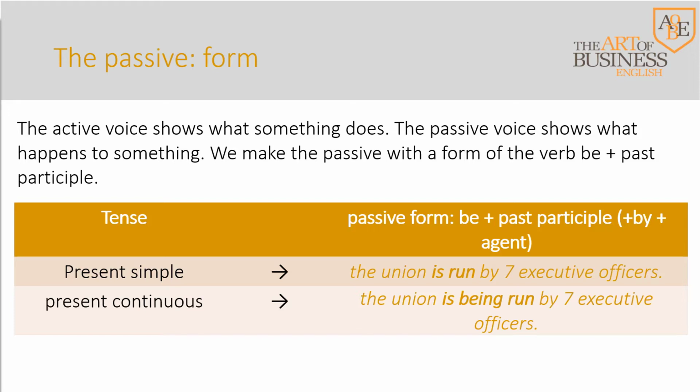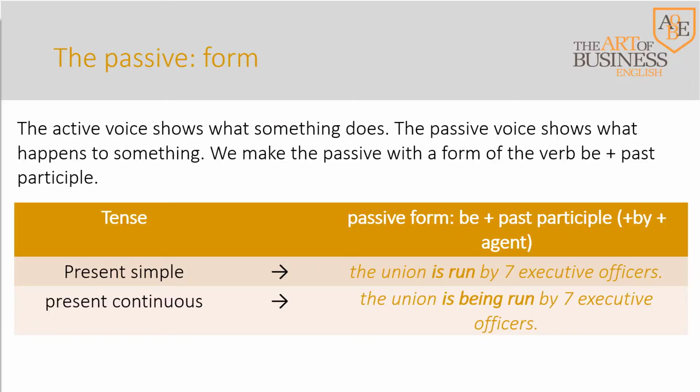Now, 7 executives run. Whatever tense the active form takes, in this case, 7 executives run, that's the present simple. Then when we transform it from active to passive, you need to maintain the tense. So in this case, the verb to be maintains the tense of the active form. So we say the union is run. Okay, if it was a simple past, it would be the union was run.